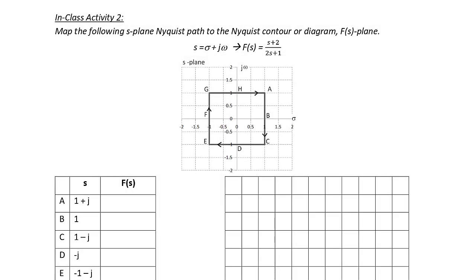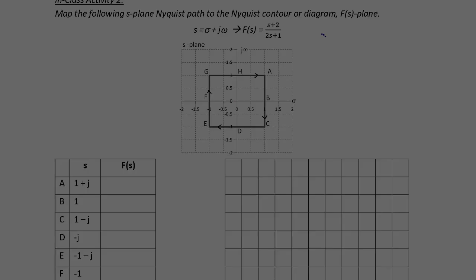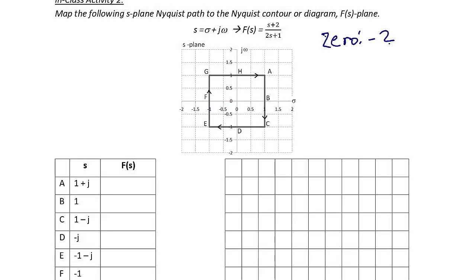Let's try another example. In class activity 2, map the following S-plane Nyquist path to the Nyquist contour or diagram, where we're going to have s equals sigma plus j omega, and f of s is s plus 2 over 2s plus 1. F of s has a zero at negative 2 and a pole at negative 1 half, so the Nyquist path has a clockwise encirclement of the pole only.